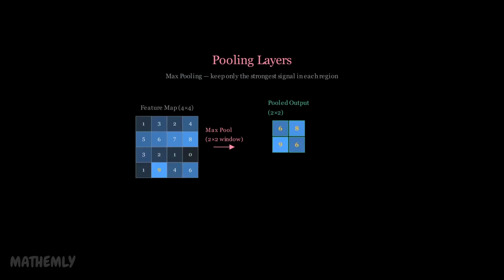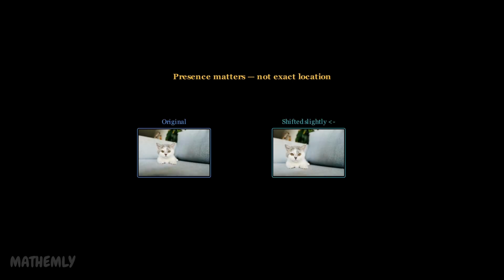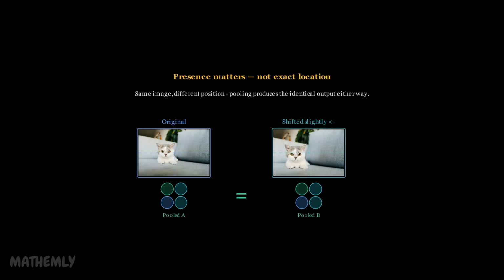Pooling does two very important things. The first one is dimension reduction. It shrinks the image size, making the network faster and less power hungry. The second is robustness. It makes the network less sensitive to tiny distortions. As an example, if a cat's ear moves slightly to the left in a photo, the max value in that area stays roughly the same. Pooling helps the network focus on the presence of a feature rather than its exact pixel-perfect location.